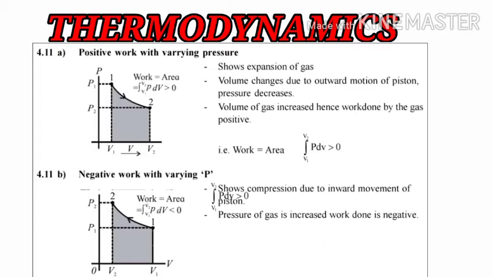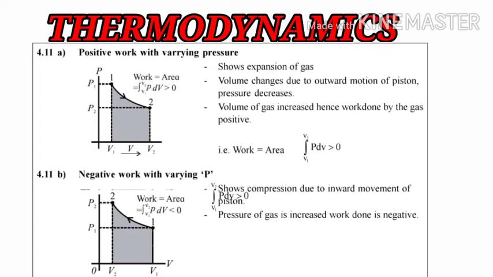So we can conclude that there will be compression of the gases enclosed inside the cylinder, due to the inward movement of the piston, and the pressure of the gas is increased. The work done will be negative. Which means the pressure has increased, so the work done will be negative here, obviously.